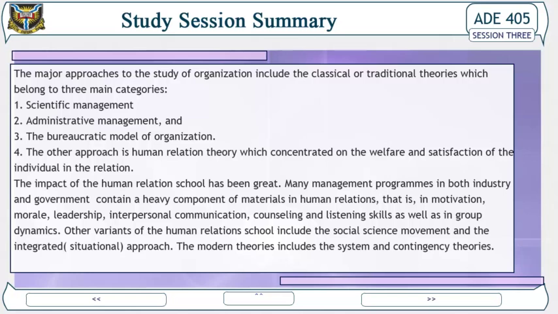The impact of the human relations school has been great. Many management programs in both industry and government contain a heavy component of material in human relations, that is, in motivation, morale, leadership, interpersonal communication, counseling and listening skills, as well as in group dynamics. Other variants of the human relations school include the social science movement and the integrated situational approach. The modern theories include the system and contingency theories.